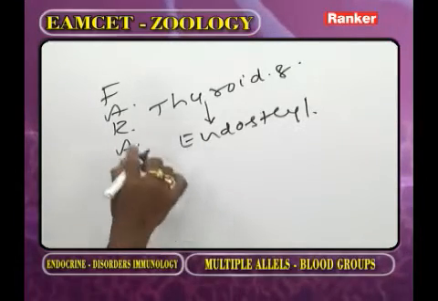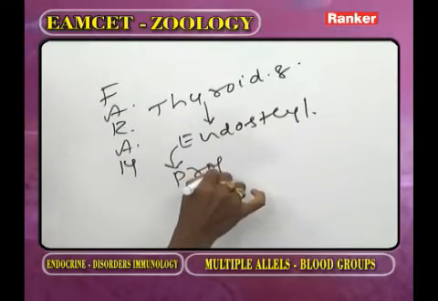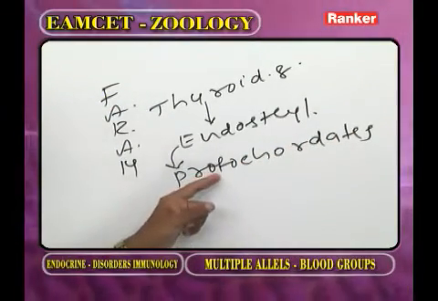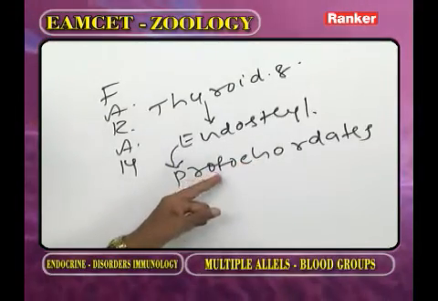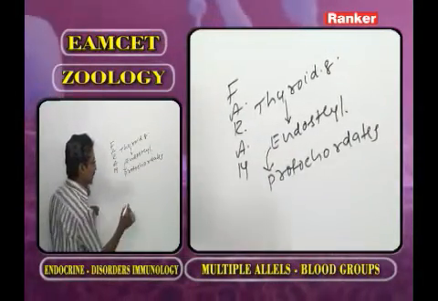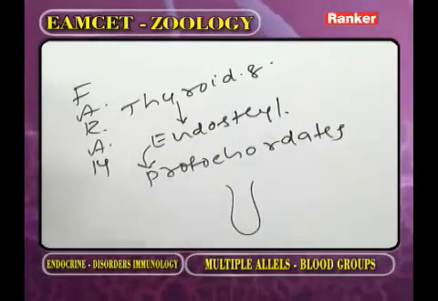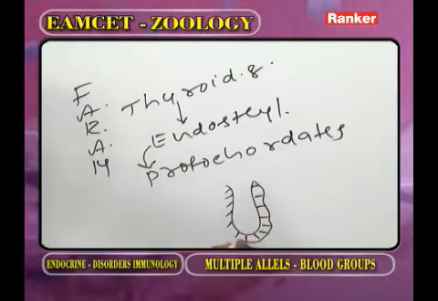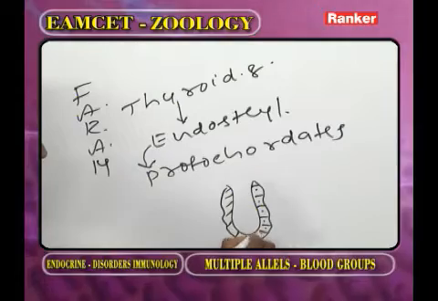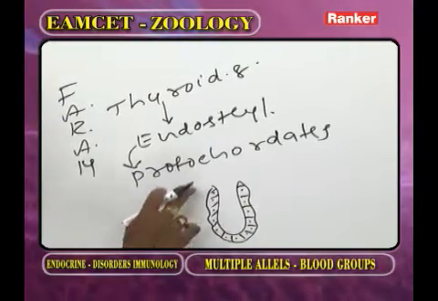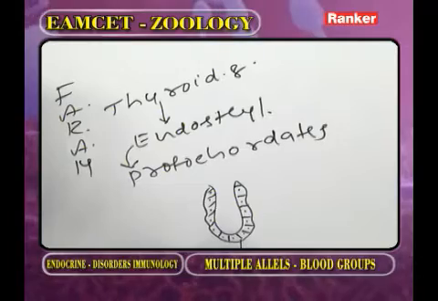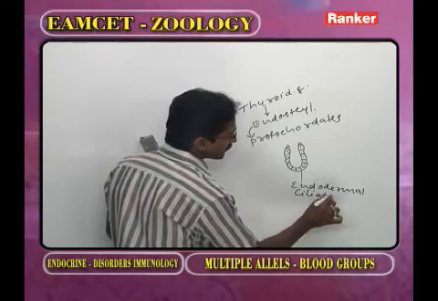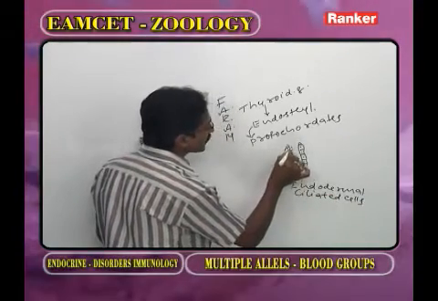Now, as we observe, the endostyle is present in the protochordates. We know very well, what are the protochordates? Urochordata and cephalochordata. In all protochordates, what is present? Endostyle is present. Now this is the structure of endostyle. As we observe, the endostyle is lined by endodermal cells. You have to observe the diagram. This is endostyle. The endostyle is lined by the endodermal ciliated cells. Now these are the cilia.